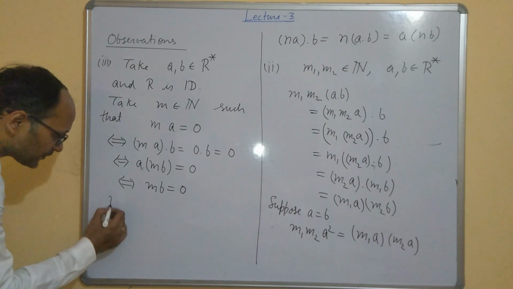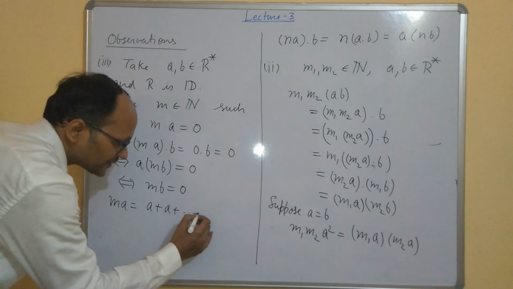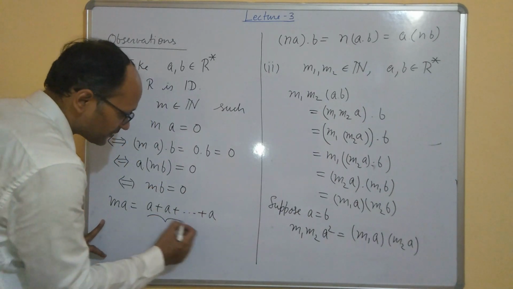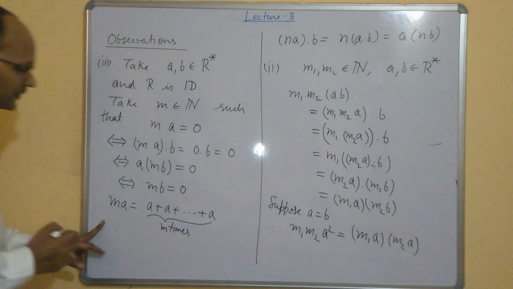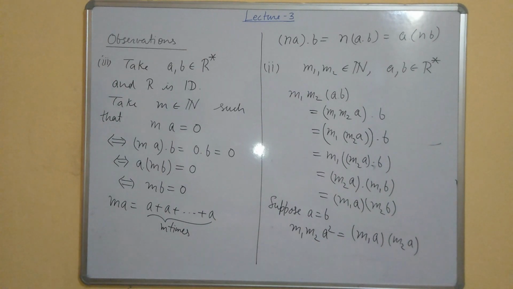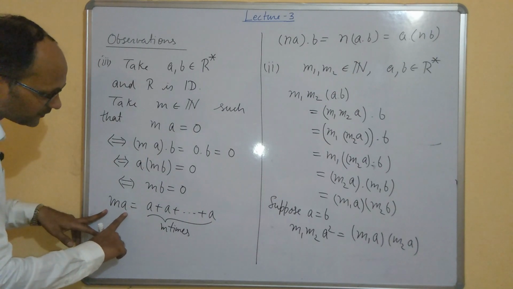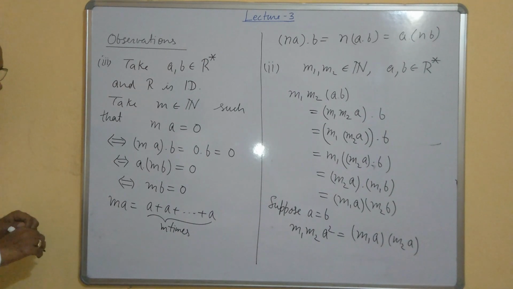Now what is ma? ma is a plus a, m times. So ma being 0 means the order of a, that is the additive order of a, will divide m.